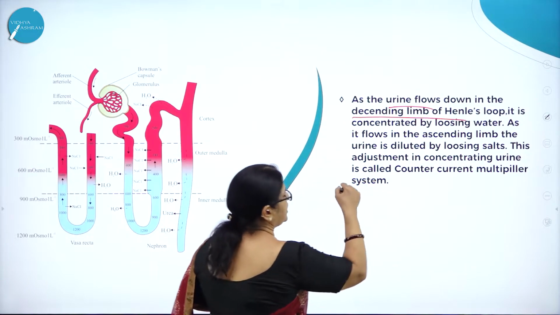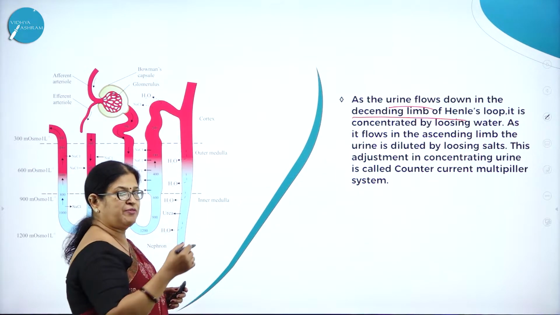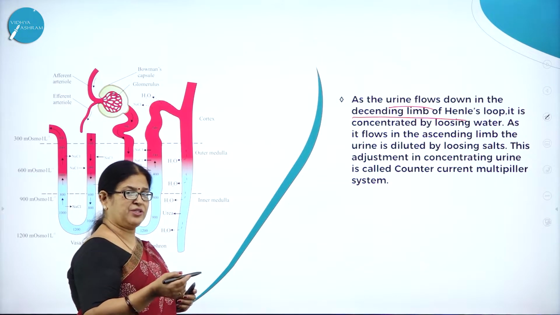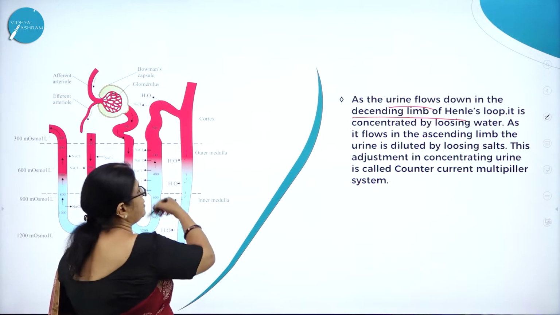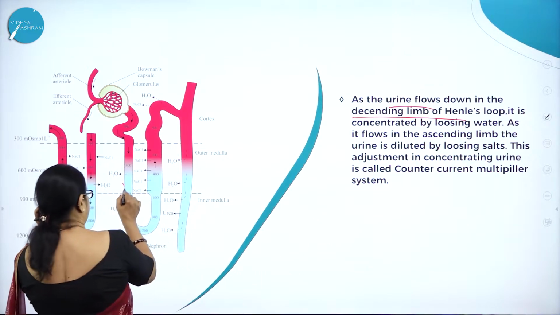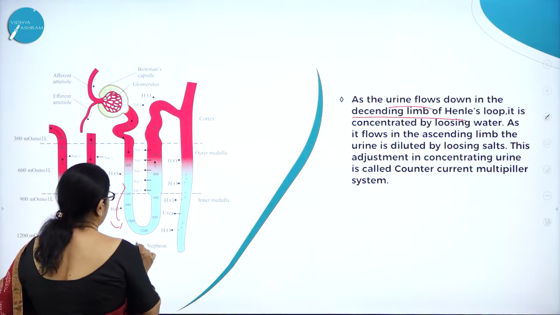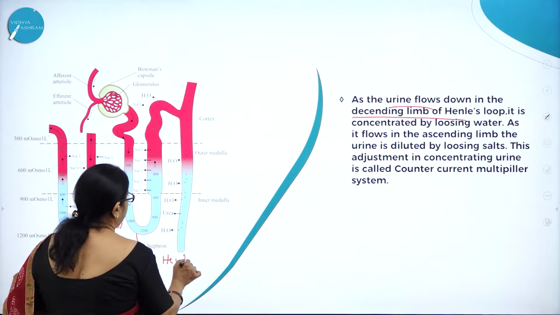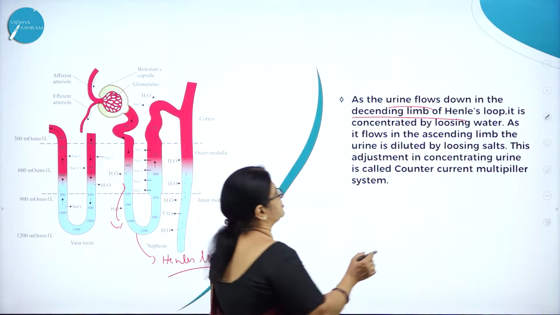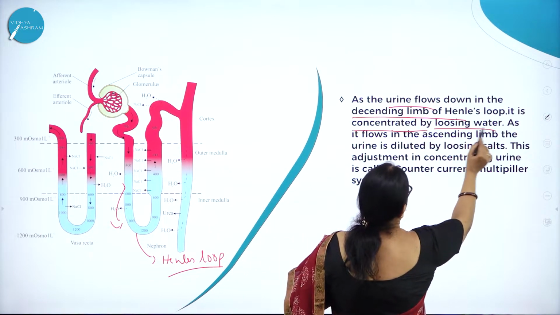Next, from the PCT, some of the essential elements are reabsorbed back and sent back to the peritubular capillaries. Then the remaining urine flows down the descending limb of Henle's loop. That is the descending limb of Henle's loop. It is concentrated by losing water.